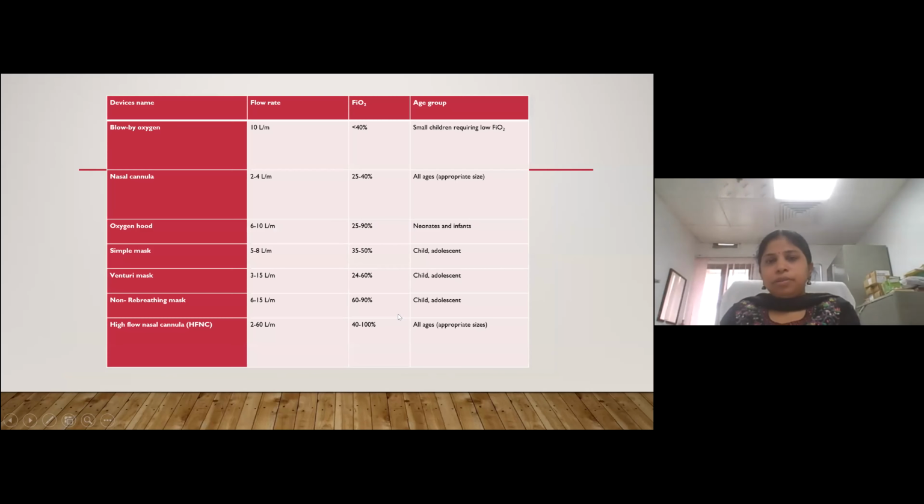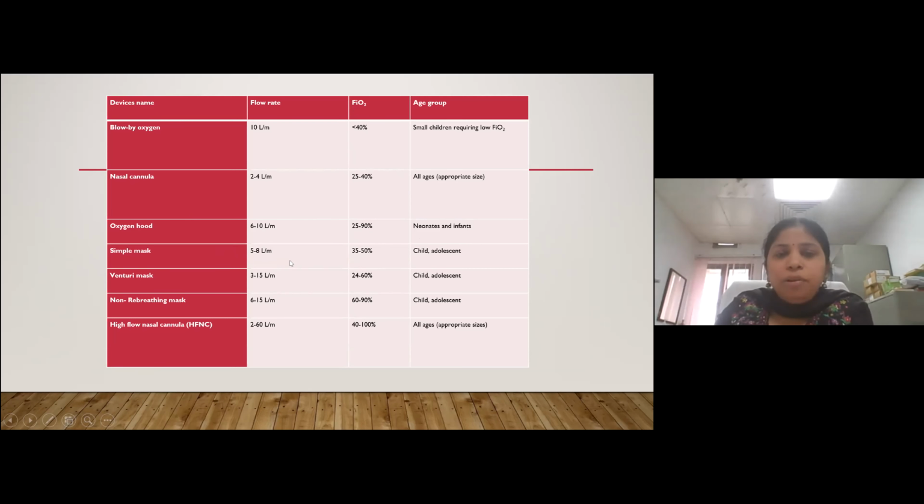So in summary, for blow-by oxygen, you can give a flow rate of 10 liters per minute, and a lot of oxygen is wasted in this. But if they can be comforted in the mother's lap, with FiO2 generally less than 40%, small children requiring low flow FiO2 can be given this. Nasal cannula up to 2 to 4 liters per minute. The FiO2 range is 25 to 40%, and it can be used in all age groups. Oxygen hood is around 6 to 10 liters per minute. FiO2 varies from 25 to 90%, and it should be used in neonates and in small infants.